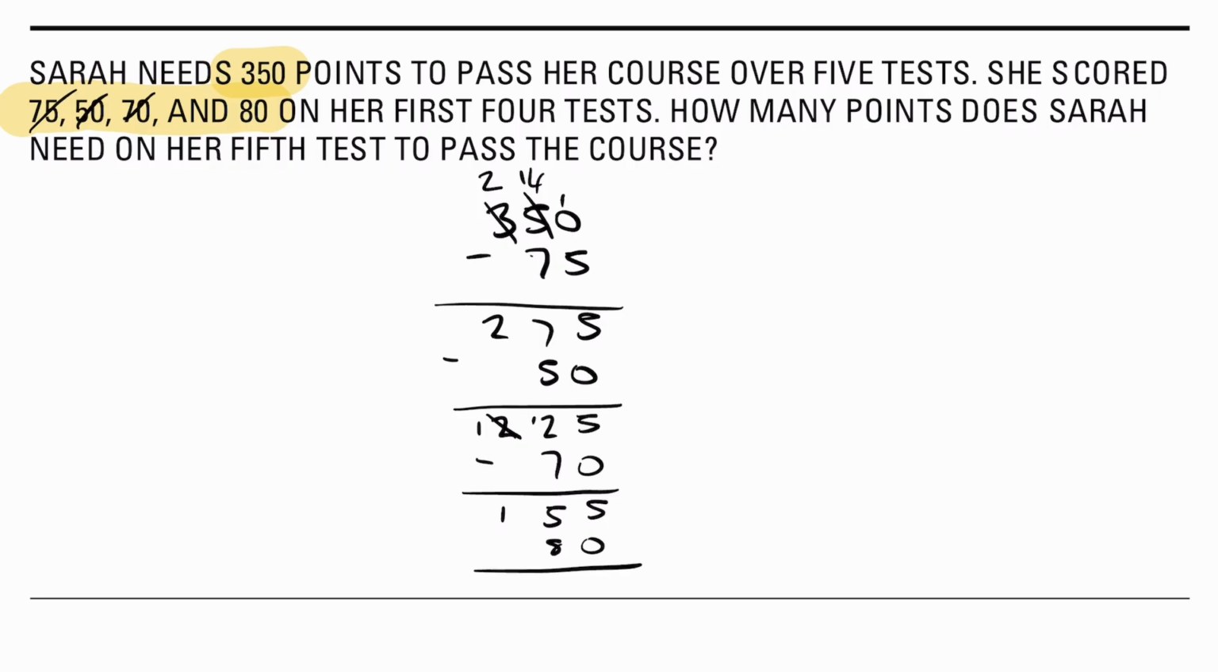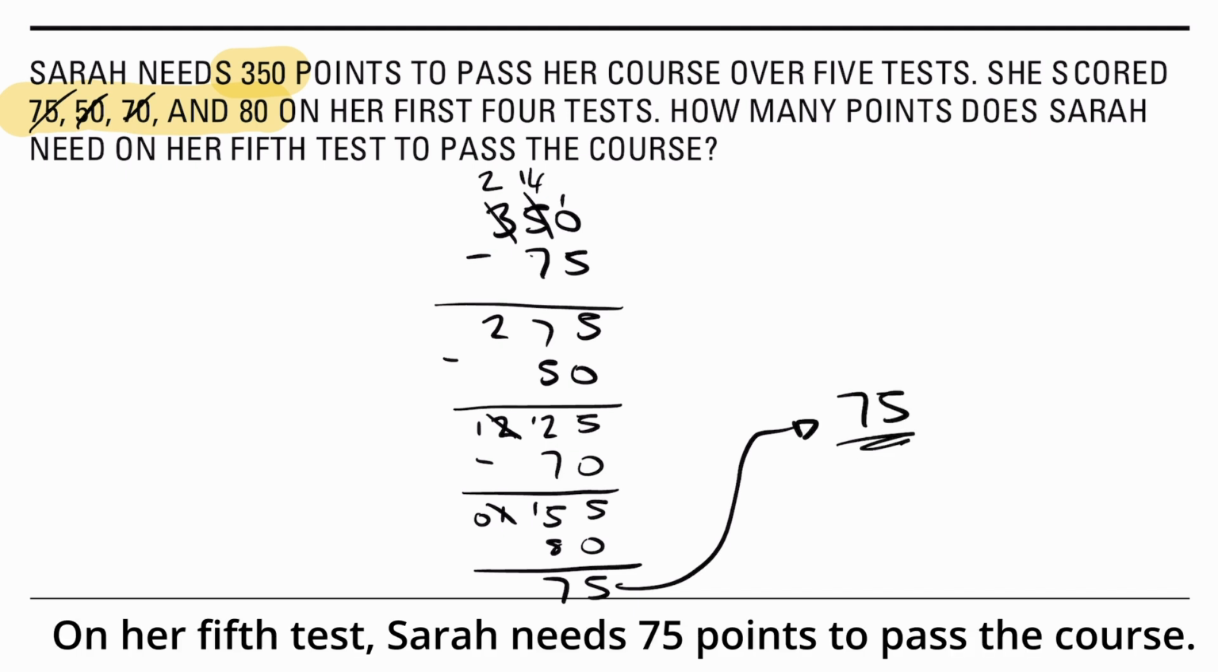And so 5 minus 0 is 5. 5 minus 8, we have to borrow from there. So then it's 15 minus 8 is 7. And so ultimately what we get is 75. So this means that on her 5th test, Sarah needs 75 points to pass the course.